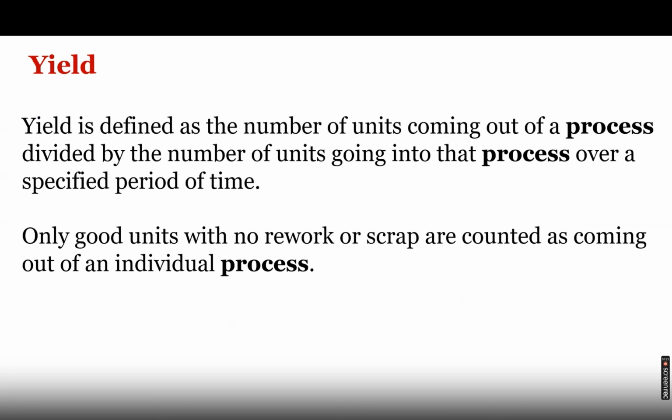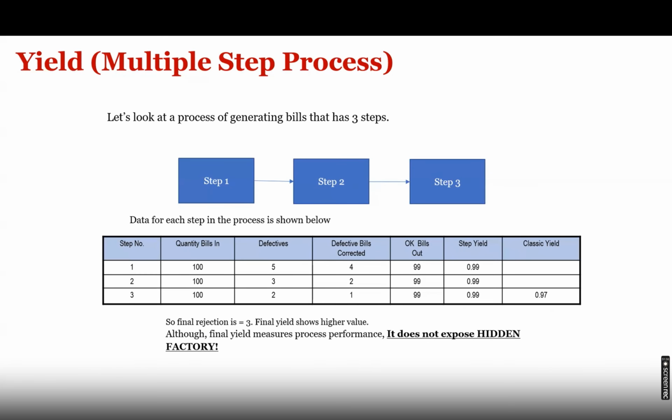We will now talk about something called yield. Yield means the good part, or the part against which there is no rework or rectification or defects. Yield is mostly calculated in manufacturing organizations. The first one we will say is multiple step yield. If you see, there are three steps in the table. First step, quantity bills in are 100, defectives are 5, defective bills corrected are 4, okay bills out are 99, step yield is 99% or 0.99. Similarly, for steps 2 and 3 also, as shown, the step yields are 99% each.